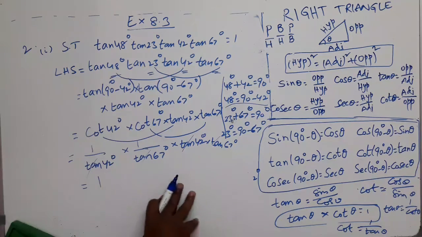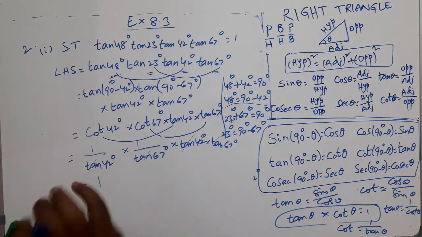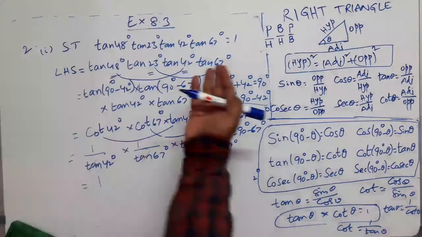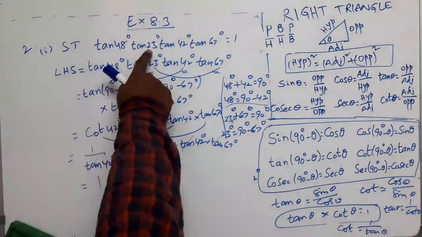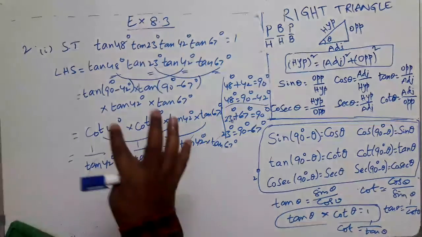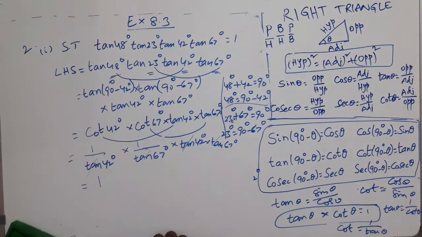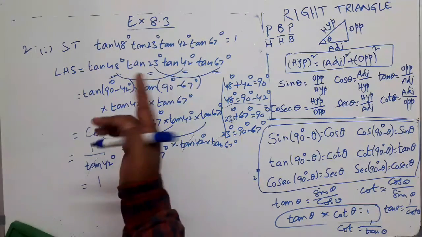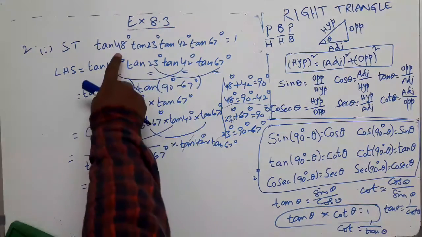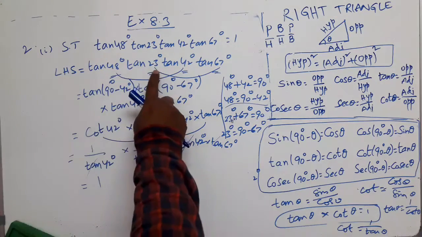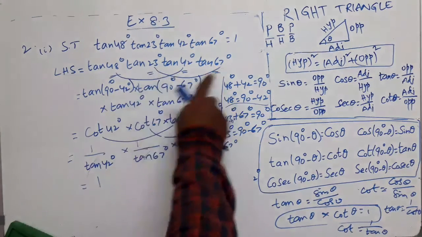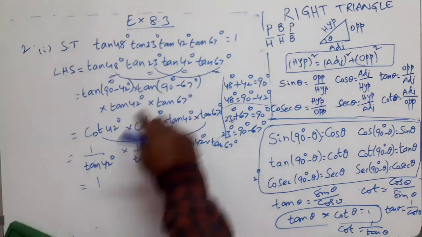That is the question. So in this question what have you done? You have observed the given angles. Of course, all tan terms are given. Angles here you have observed: 48 degrees, 23 degrees, 42 degrees, 67 degrees are there. You have searched for complementary angles, because if you can find two complementary angles, you can use this formula. So you have searched for the sum of two angles to be 90 degrees. 48 degrees and 42 degrees are such angles whose sum is 90 degrees, and in the same way 23 degrees and 67 degrees are also giving you 90 degrees.